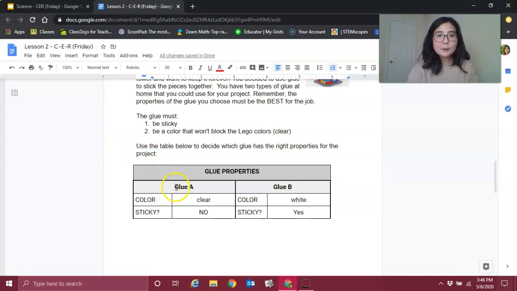Use the table or data below to decide which glue has the right properties for the project. So let's take a look at glue A. Color is clear. Is it sticky? No. Glue B. Color, white. Is it sticky? Yes. Now you're going to go ahead and read it one more time, or you can rewind this video and hear me read it again.